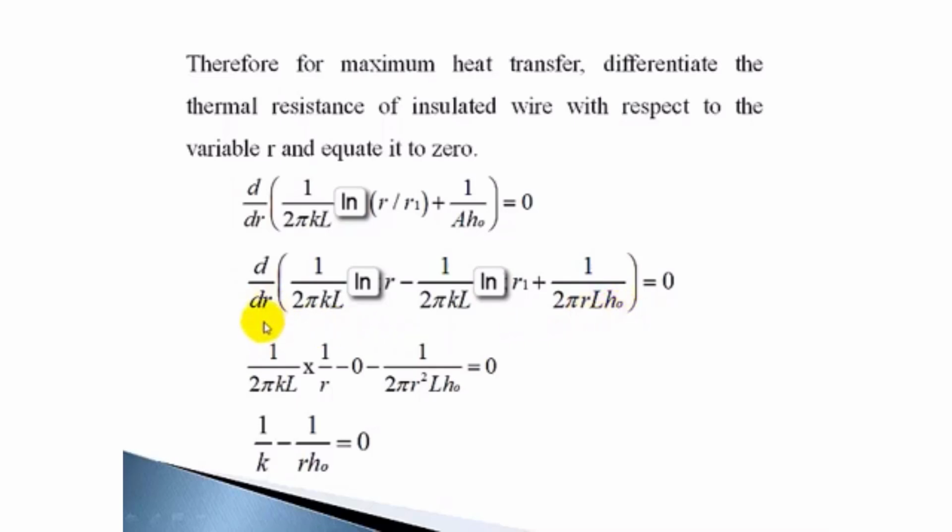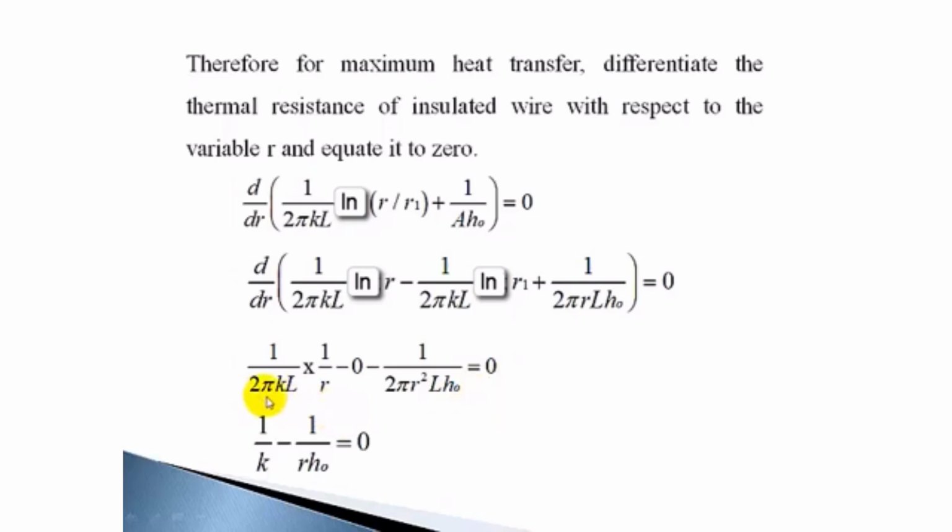Now you have to differentiate with respect to r. Differentiation of log r is 1 by r, so 1 by 2 pi kL into 1 by r. And r1 is the radius of the bare cylinder, or the outer radius of a hollow cylinder, so r1 is a constant. k, L, all these quantities are constant, so this term is a constant, and differentiation of that will give 0. Now when you differentiate the last term, 1 by r differentiation is minus 1 by r square. So 2 pi L h naught will be there, and you get minus 1 by 2 pi r square L h naught. That is equal to 0.